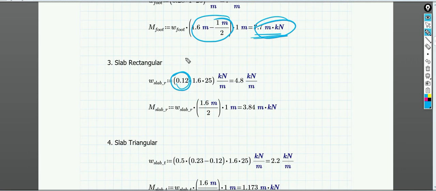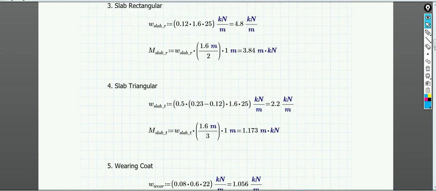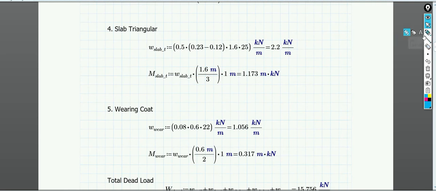Similarly, the slab rectangular, so the thickness is 120 mm. The length is 1.6 meter, and the unit weight is 25, so it is 4.8. And if you want to find out the moment, the lever arm will be 1.6 by 2, half of this total distance, and it comes out to be 3.84. Similarly, for this triangular portion, you just find out the weight of this triangle. You can easily find out from the drawing, and which is coming out to be 2.2, and the moment is coming out to be 1.173 kilonewton meter.